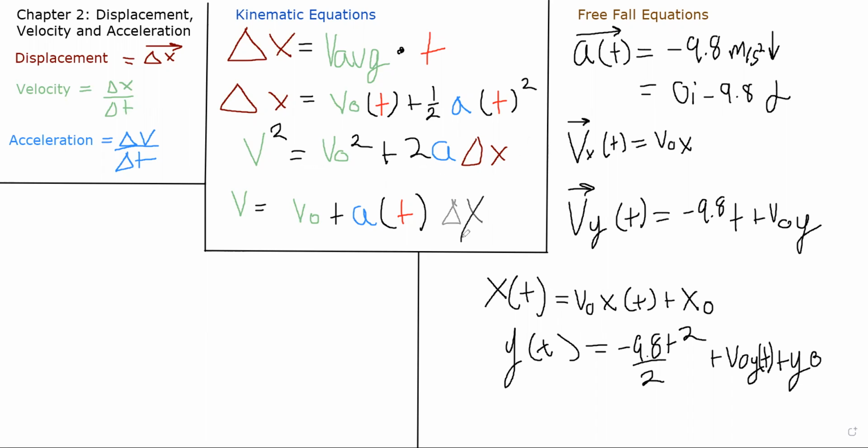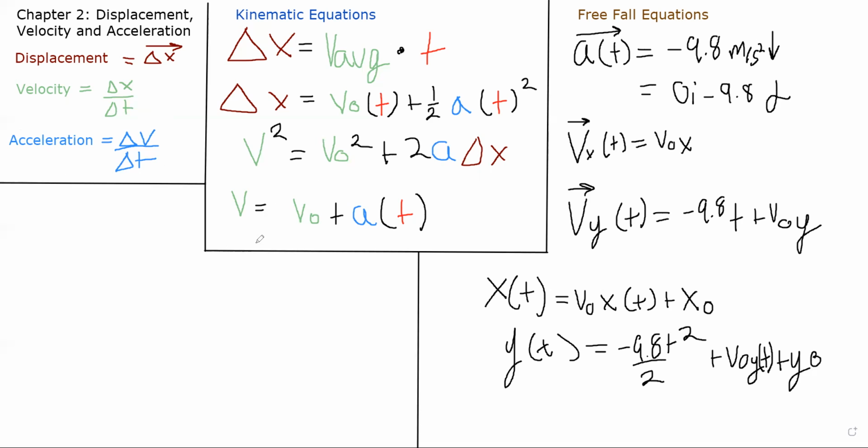This is the only one that does not have displacement inside of it. So you take your final velocity equaling your initial velocity plus your acceleration times the time. And you can work with that. You can manipulate it any number of ways. Essentially, what this is, is a manipulation of this formula right here.